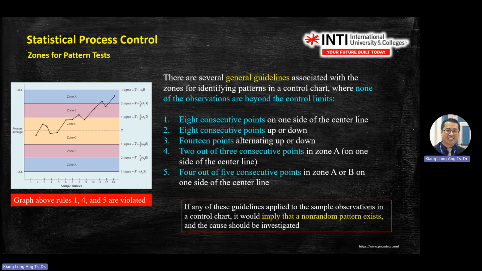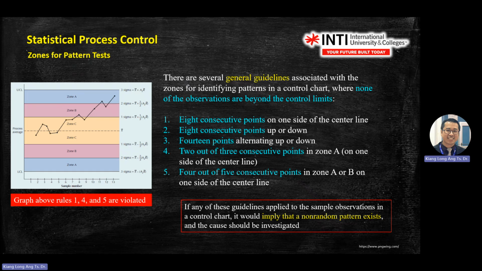If you count rule number 1, 8 consecutive points are on one side of the center line. Where are the consecutive points? This one. 1, 2, 3, 4, 5, 6, 7, 8. You count 8. Is there any 8 points continually on one side of the center line? If yes, then it violates. This is not random. Not normal. You violate 1, also not normal. You violate 1 of these, also considered not normal.